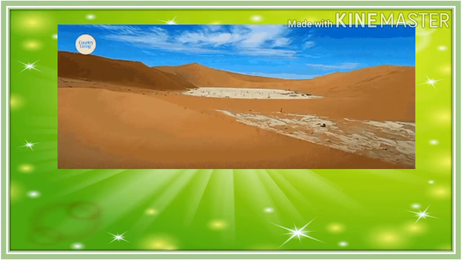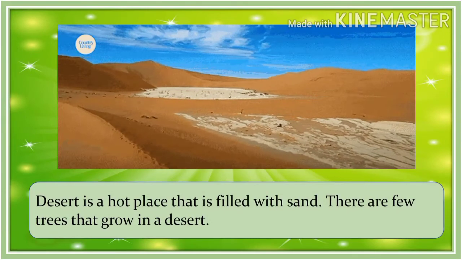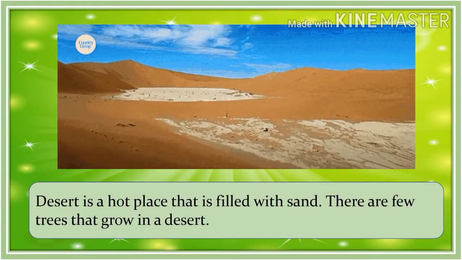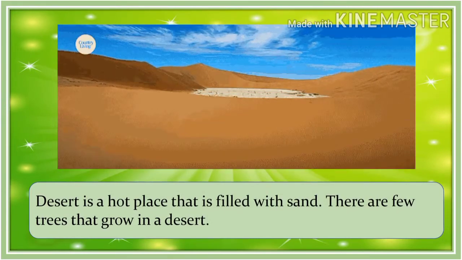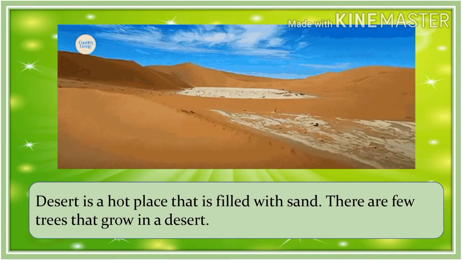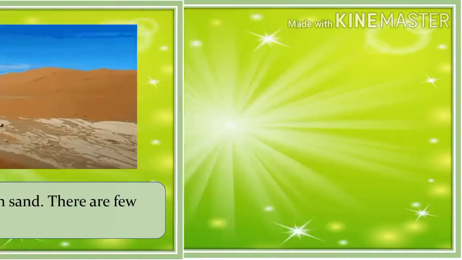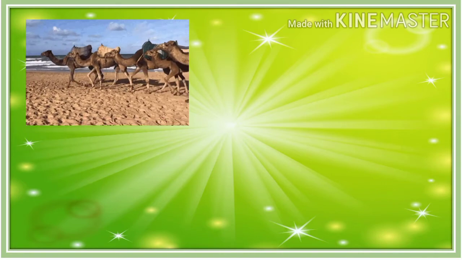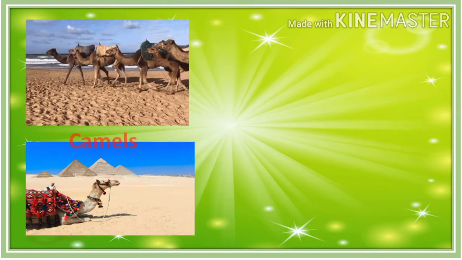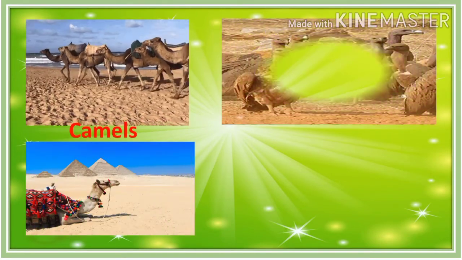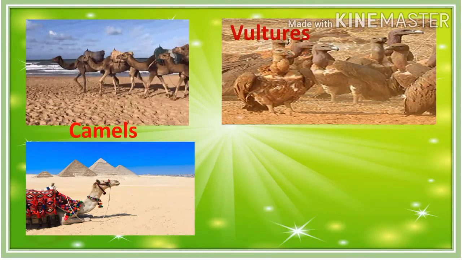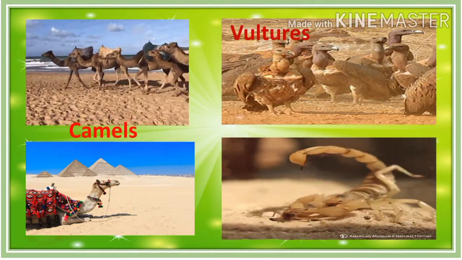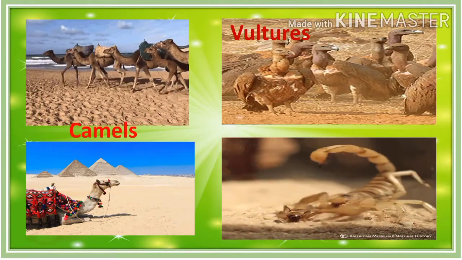Some wild animals live in the desert. Desert is a hot place that is filled with sun. There are few trees that grow in the desert. Animals that live in the desert are able to withstand the hot temperature, like the camels, vultures, and scorpions are wild animals that live in the desert.